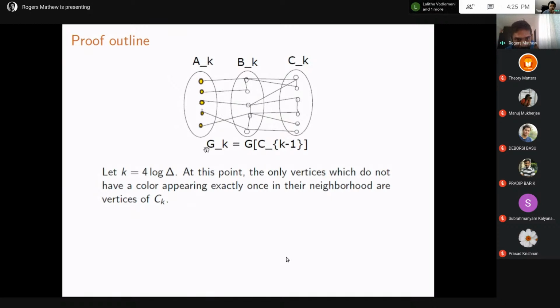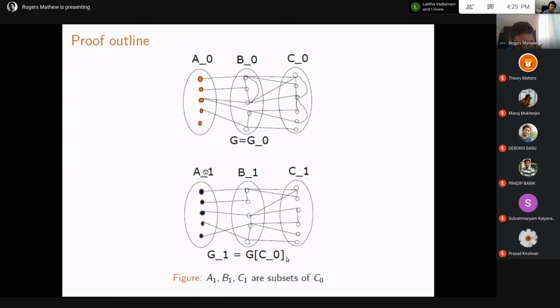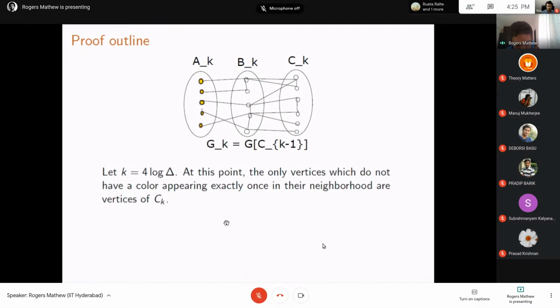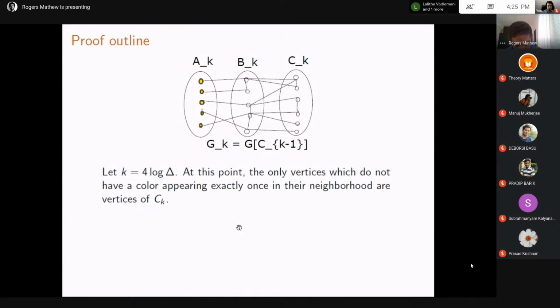If you notice, we have done 4 log delta rounds, right? So we have only used 4 log delta colors so far, because at every round you are using a new color. Like here I used yellow, blue, red, and so on. So we have only used some constant times log delta colors. We can use constant times log square delta colors. That's the bound we are attempting, and that's all you can get also.